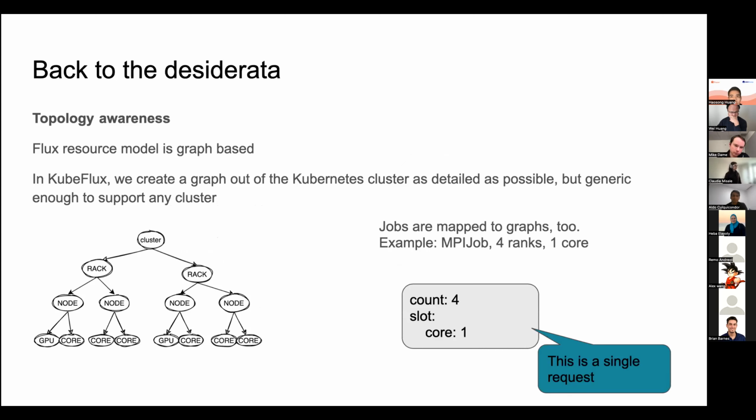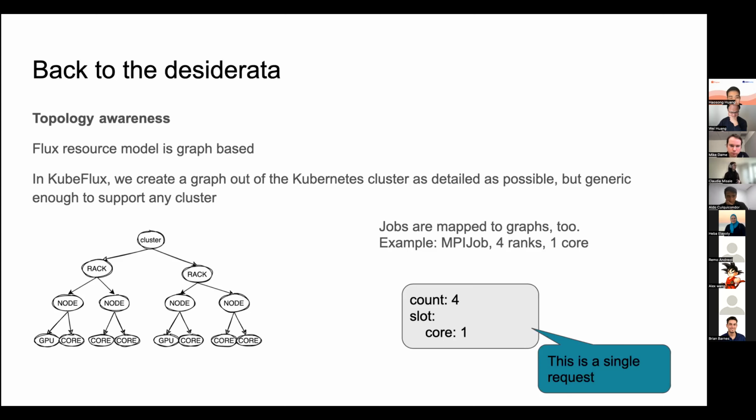About the topology awareness, as I mentioned at the beginning, the Flux resource model is graph-based. So the cluster where it runs is defined as a graph, which can be more or less detailed. That depends on how much detail the user wants to go into with the cluster representation. But of course, that cannot be done by hand all the time.